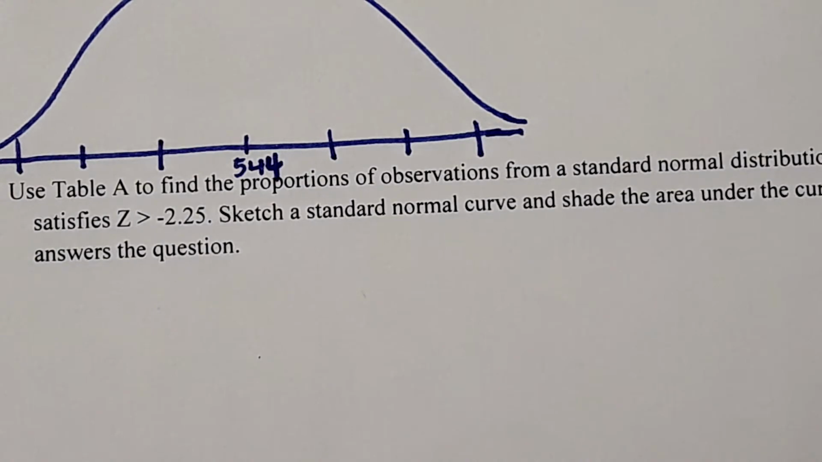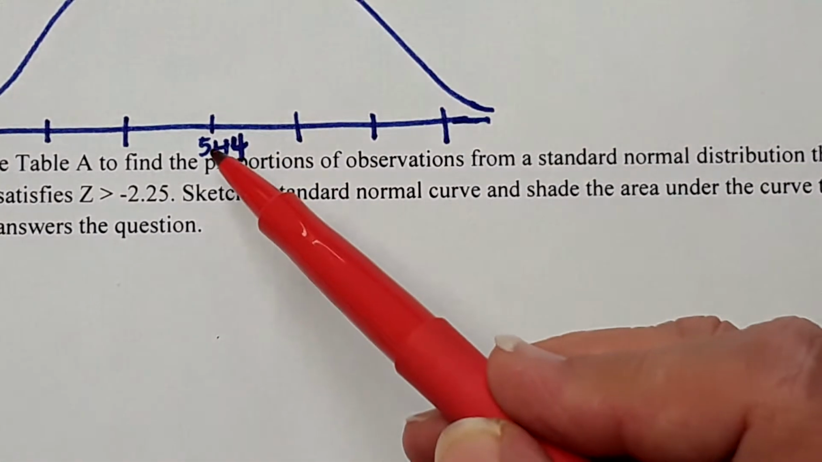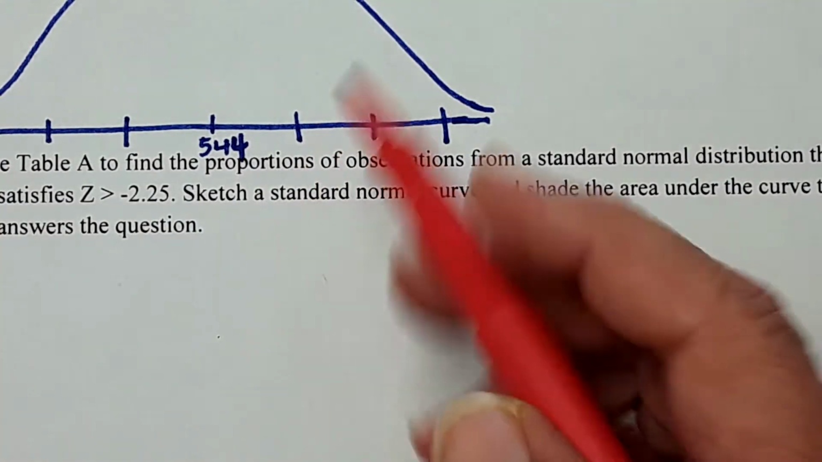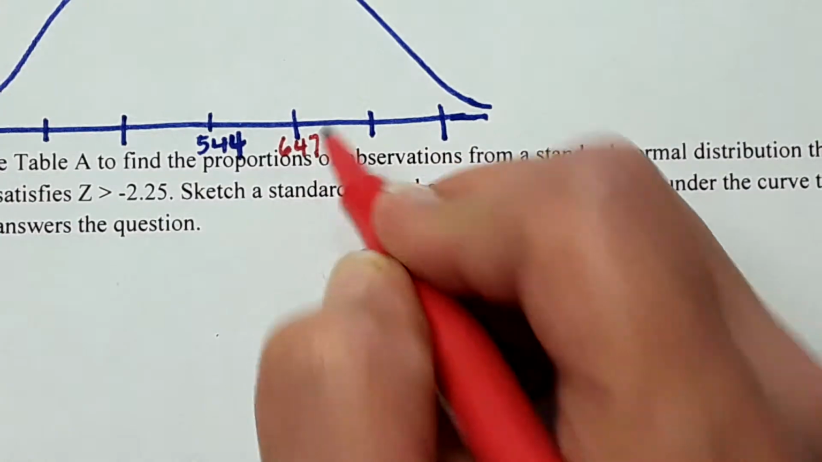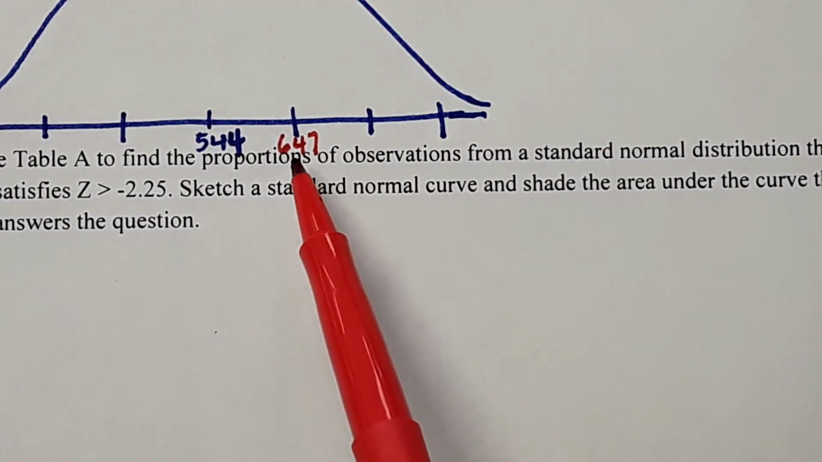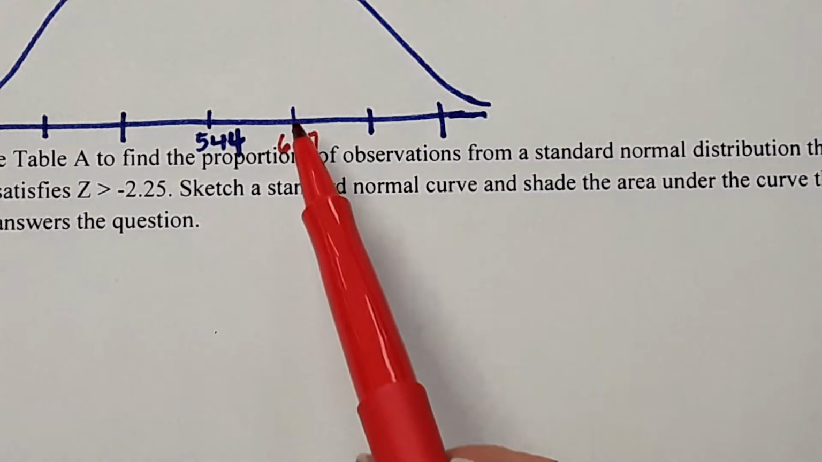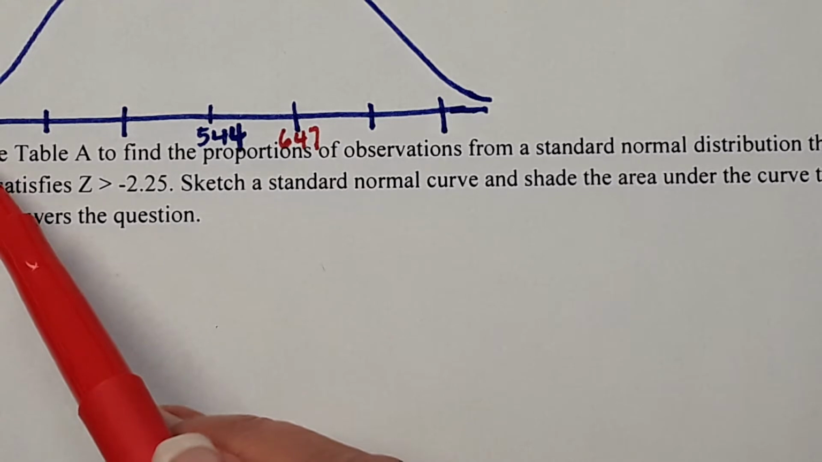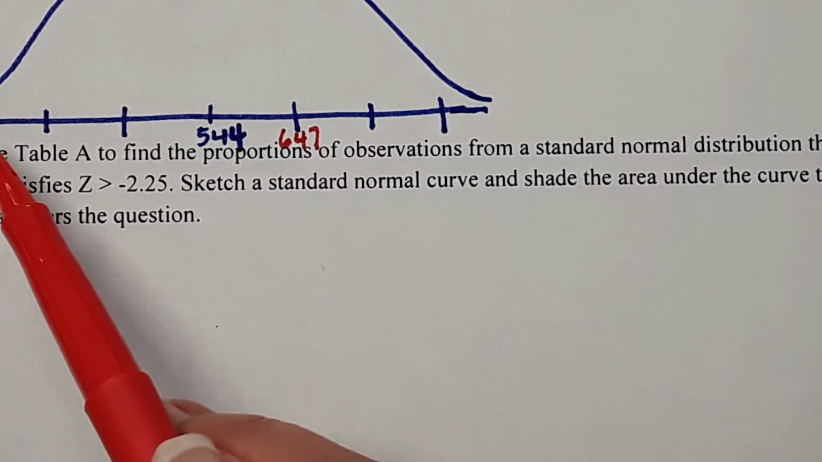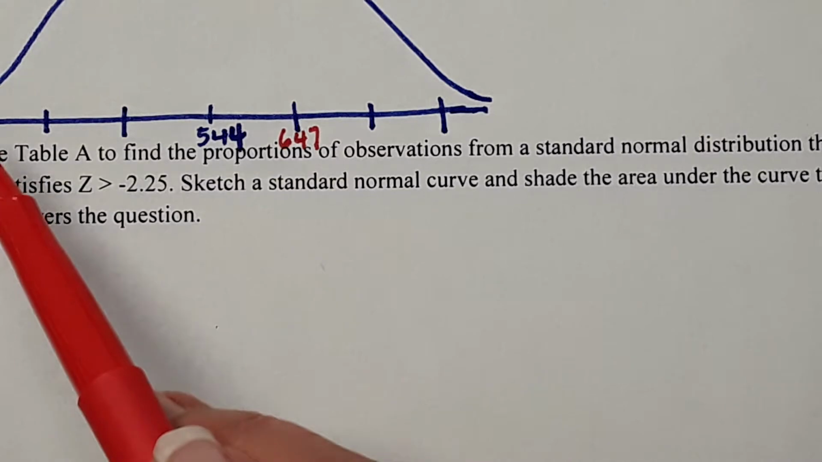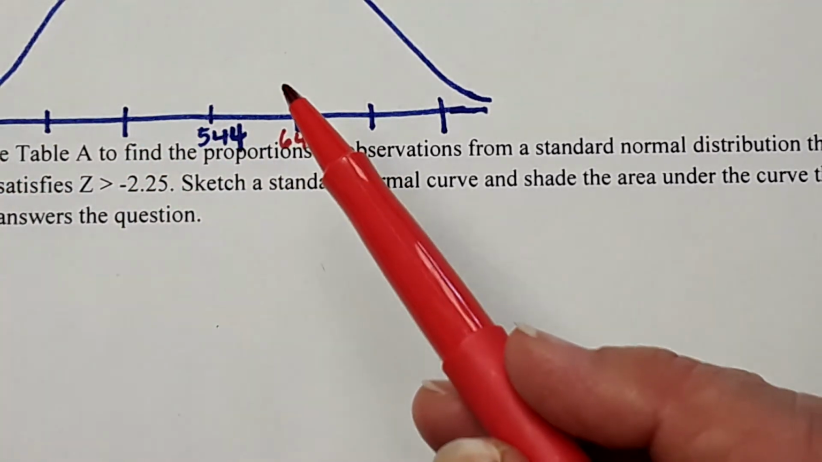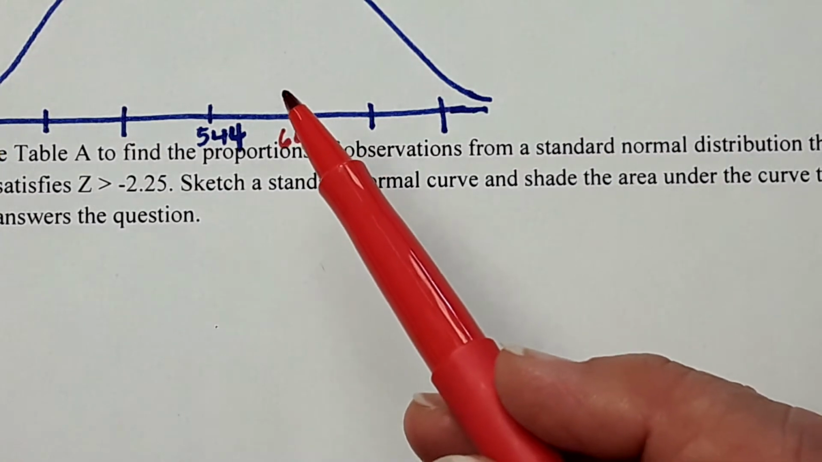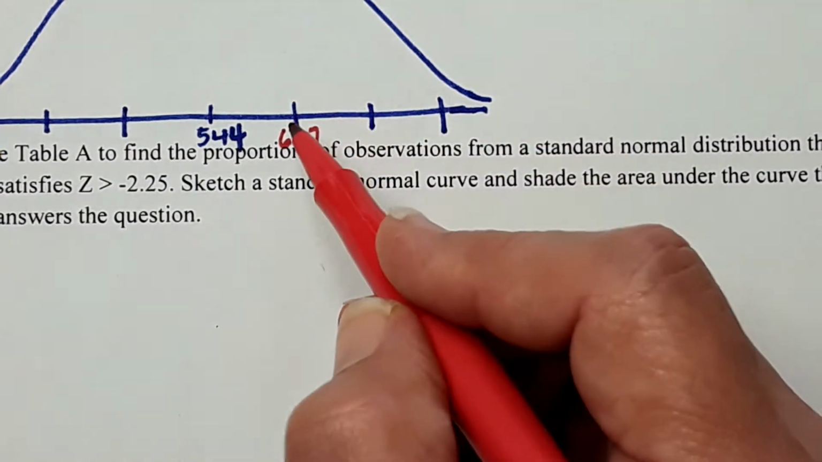So we know at 544, that's 50%. We know at one standard deviation out, this would be 647. How much data lies below 647? It's on the empirical rule. I think it maybe starts with an 8. 84. So we know somewhere between 544 and 647 should be our observation.